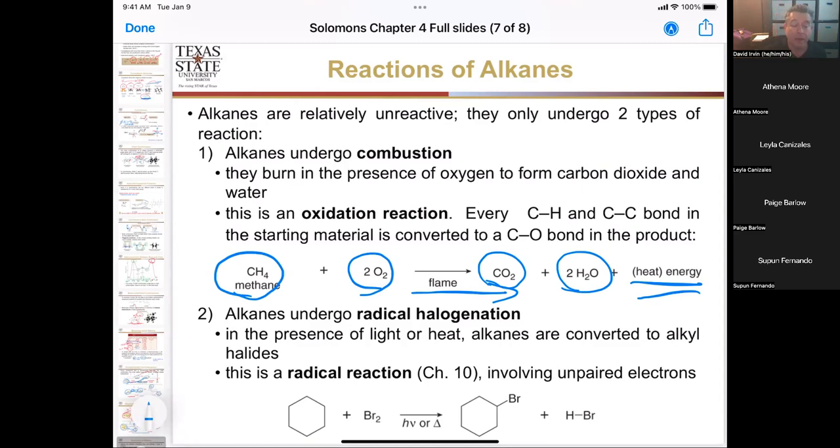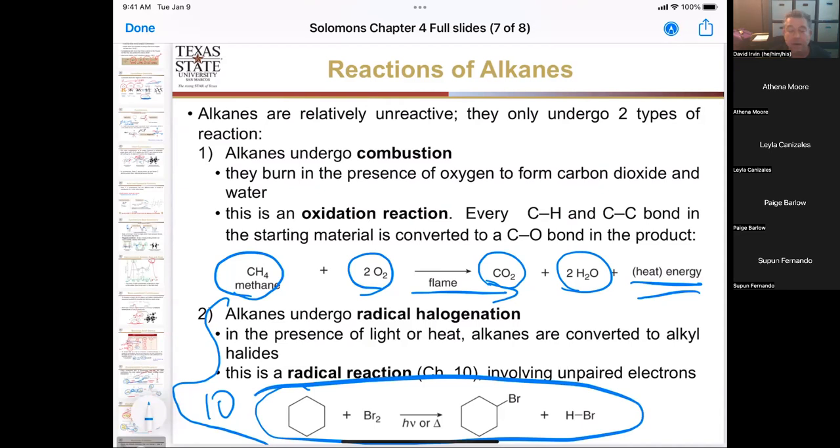Okay, the only other thing it's going to do here, we're going to talk about in chapter 10. And this is what we call a radical reaction, okay? A radical reaction only involves single electrons, so we don't have to have a polar bond, okay? And we'll go into the details of this reaction right here in our chapter 10. But I want to show you that it's not because it's a polar bond. We're actually using single electrons to activate the bond there. And that's why it works.